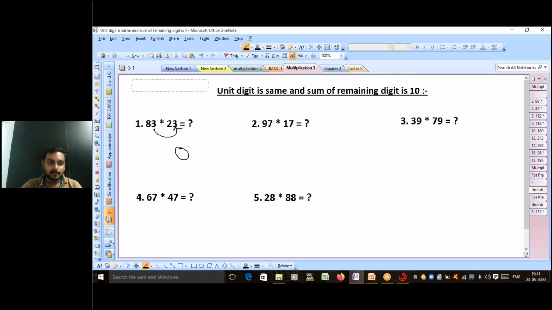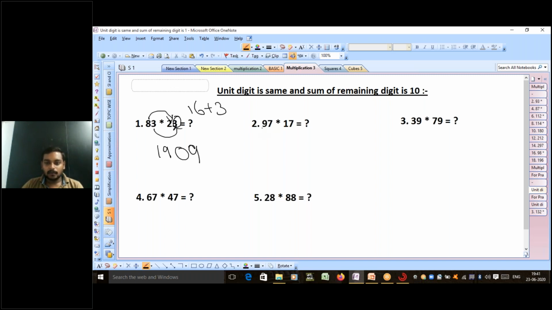3 threes are 9. Then multiply remaining number. 8 twos are, that is 16. Then you have to add 16 with 3. Why? Because in unit place we have 3. Just add unit place number to this number 16. 16 plus 3, which is equal to 19.